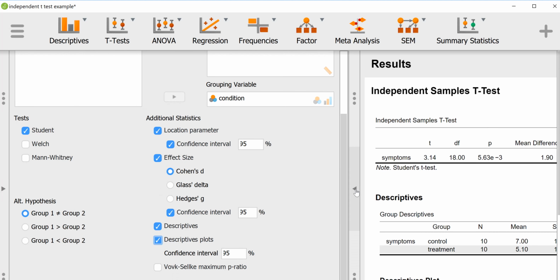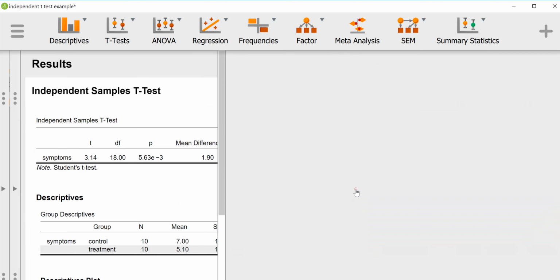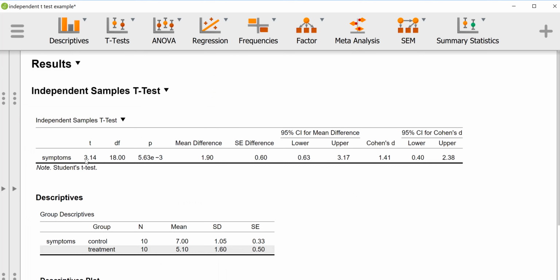Alright, so let's go ahead and look at the output. So we see that t observed is 3.14. That tells us that our mean difference is about 3 times larger than the amount of variability we would expect by chance between the means. Degrees of freedom is 18 because sample size is 20, and we have estimated 2 variances along the way, so we subtract 2, we get a degrees of freedom of 18.